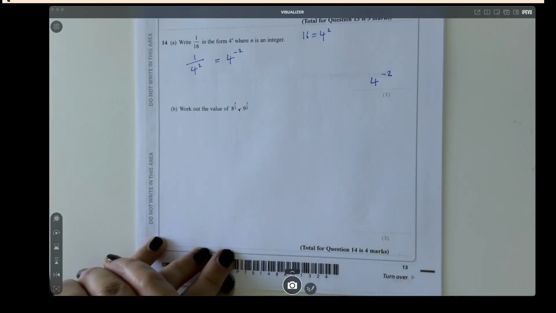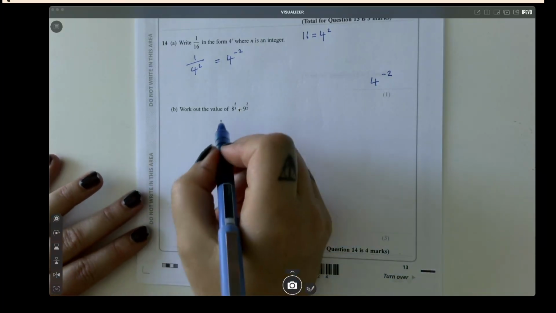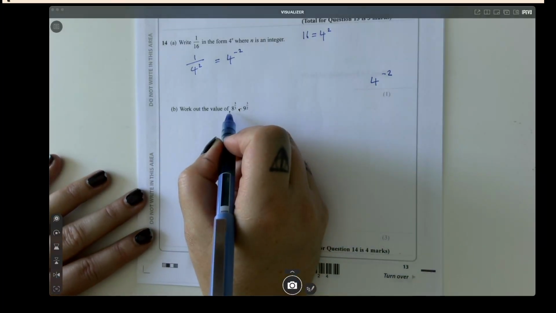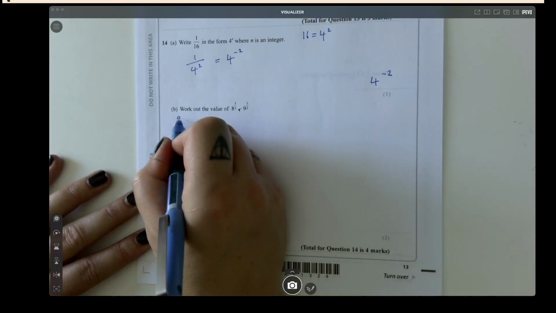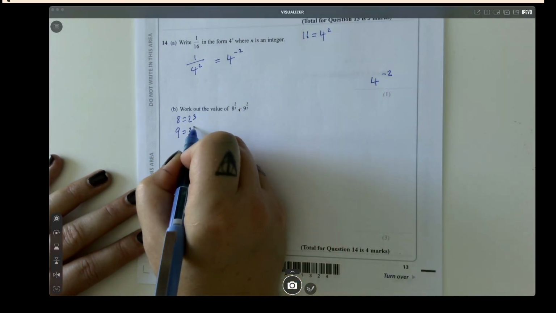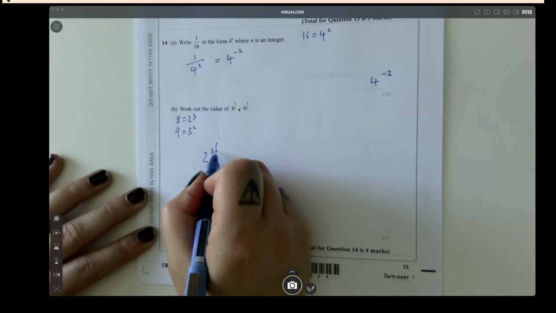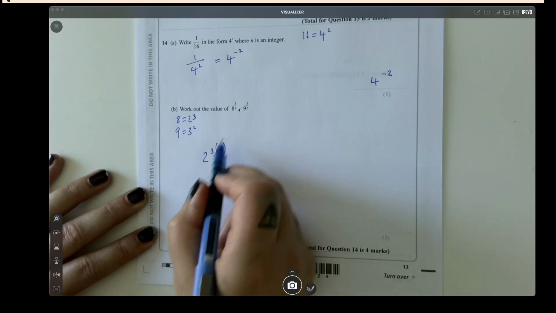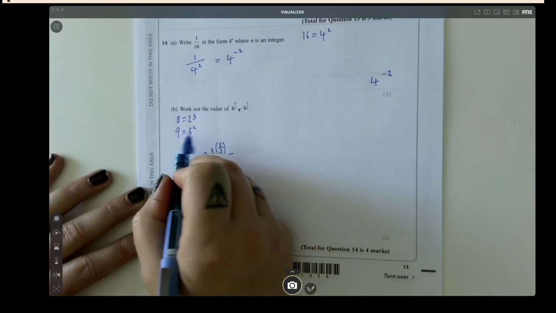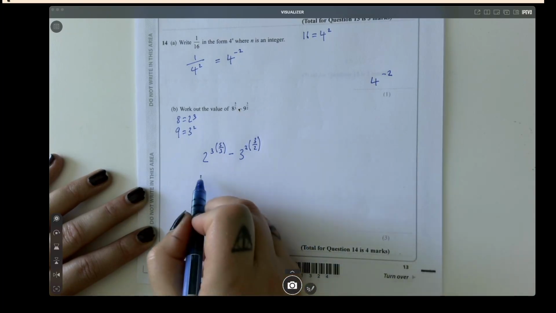Part B, work out the value of 8 to the power of 5 over 3, subtract 9 to the power of 3 over 2. There are multiple ways you could do this. I'm going to write 8 as a smaller number as a power. So I know that 8 equals 2 to the power of 3. I also know that 9 equals 3 to the power of 2. So I'm going to replace 8 with 2 to the power of 3, times that power of 5/3. And I'm going to replace 9 with 3 to the power of 2, times that power of 3 over 2.